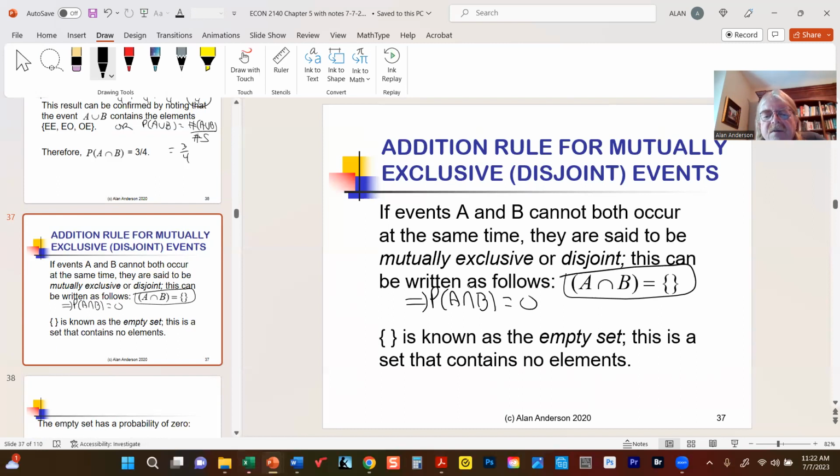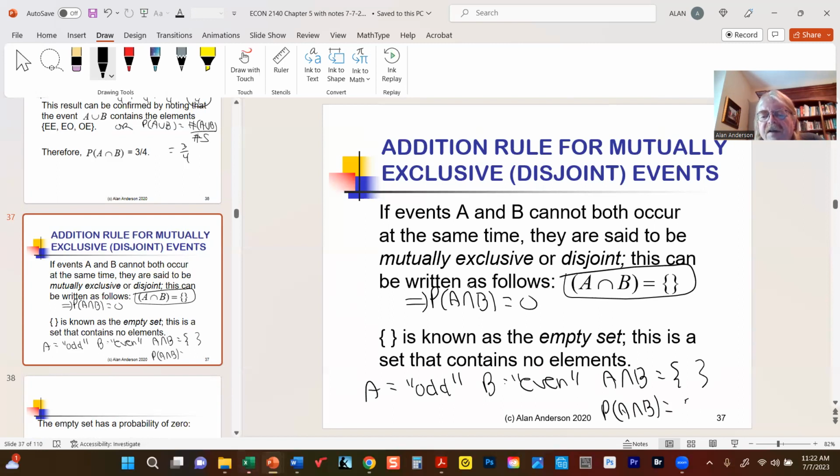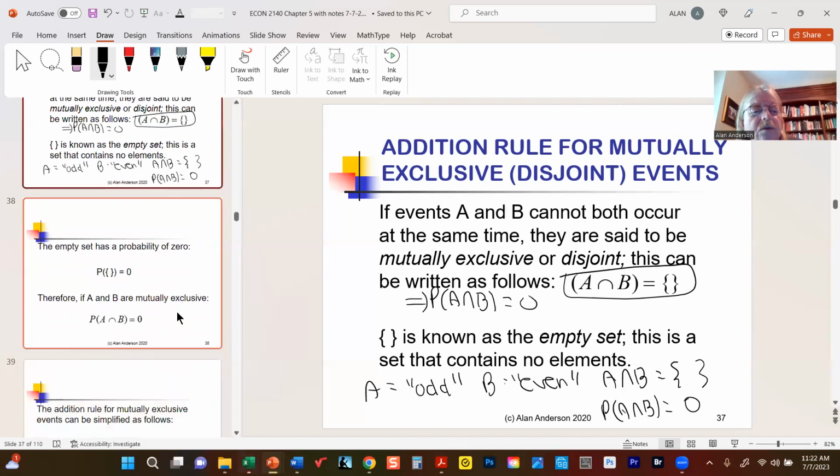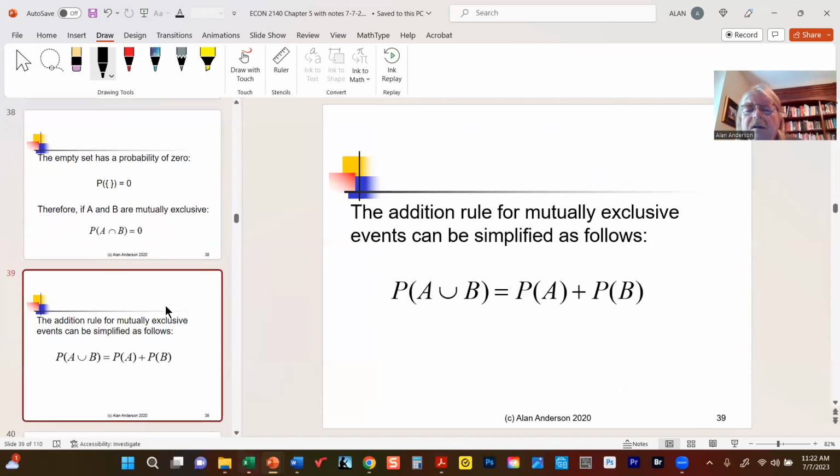Just as a quick example, suppose that I'm picking a number and A is the event that it's odd and B is the event that it's even. No number can be both, so the intersection between these two is the empty set. And it's therefore not possible for me to pick a number which is both even and odd. So what does that say about our addition rule? Oh, well, look what it does.